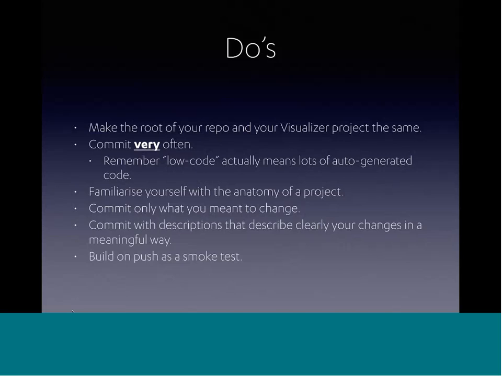Then, of course, as a best practice, always commit with a description that describes clearly what your changes are in a meaningful way. So add a floating button to add a new record, or add an image for an avatar. Those are things that make sense. Don't just commit with a message that says some changes, right? That's a very bad practice, and you're not going to be able to track your history appropriately.